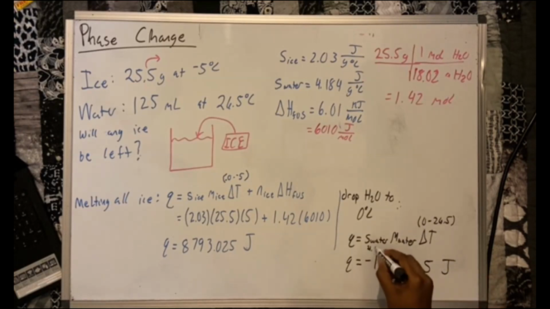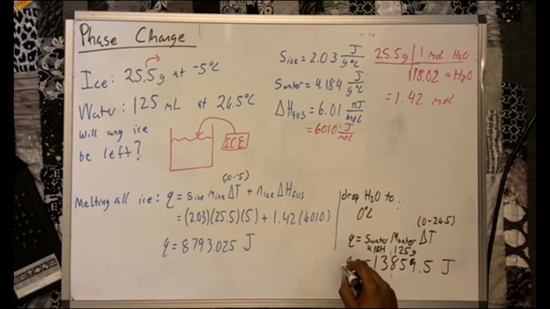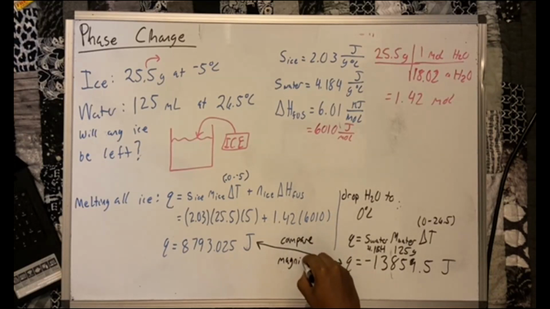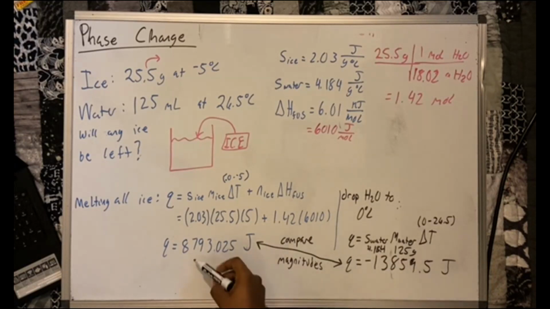Again, this was 4.184. Sorry, I skipped a step. Got excited. 4.184, and then this is my 125 grams. And so you get this, and then you compare the magnitudes, or the absolute value. So since this one, the magnitude is bigger than that, all your ice is going to melt. Had it taken more heat to melt all the ice than to drop the water to 0, then there would have been some ice left.